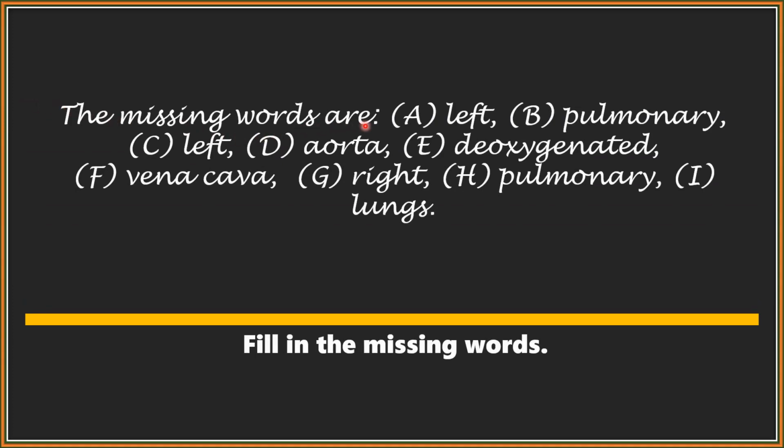The missing words are left, pulmonary, left, aorta, deoxygenated, vena cava, right, pulmonary, and lungs.